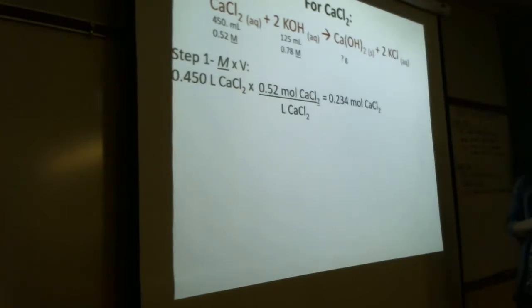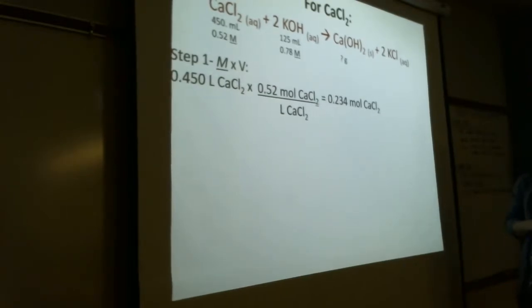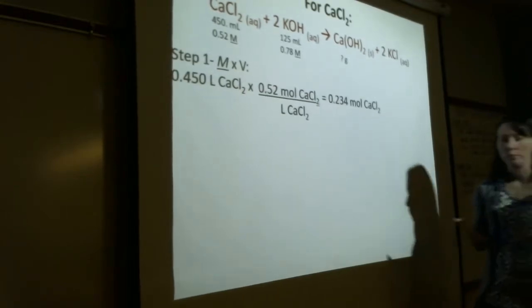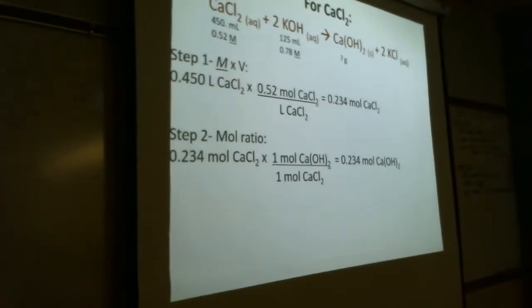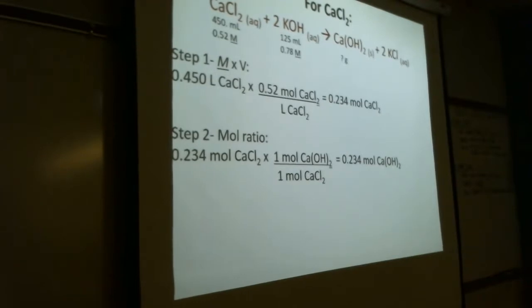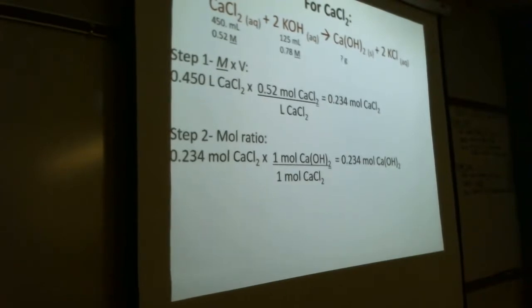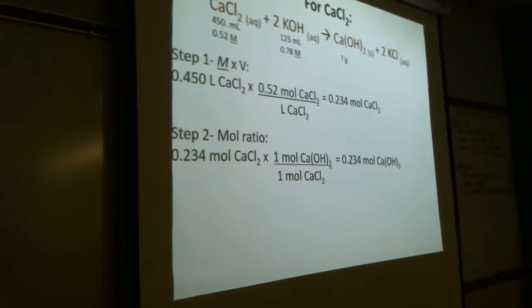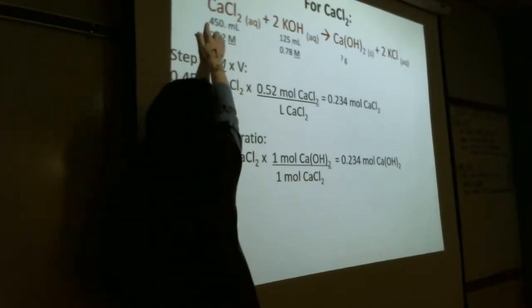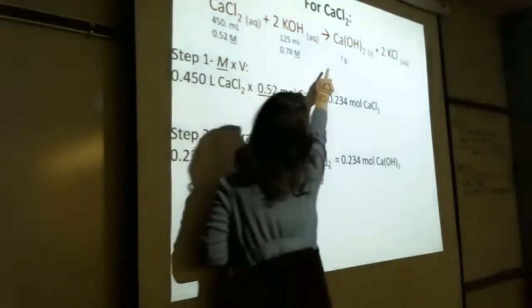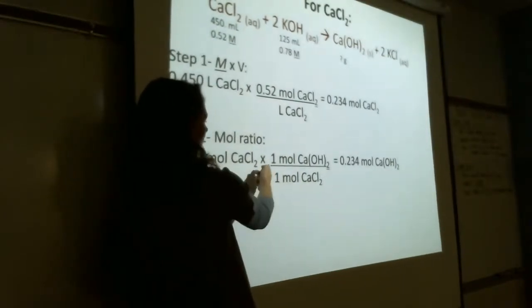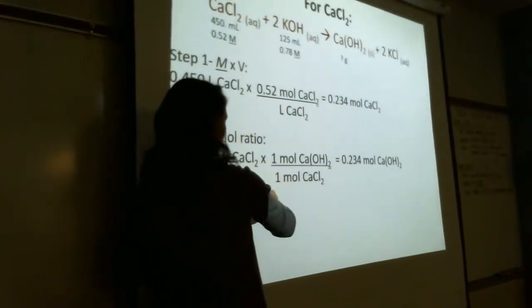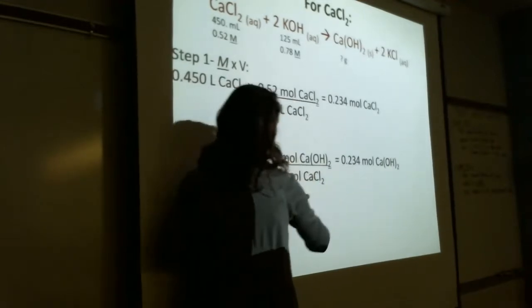What do I do second? Right, the coefficient step, the mole ratio step. Now here the mole ratio is 1 to 1, so my number isn't going to change. However, my units are changing. For every 1 mole of calcium chloride that I use, I produce 1 mole of calcium hydroxide. So my number doesn't change because I'm multiplying by 1 and dividing by 1. My number isn't changing, but my units are.